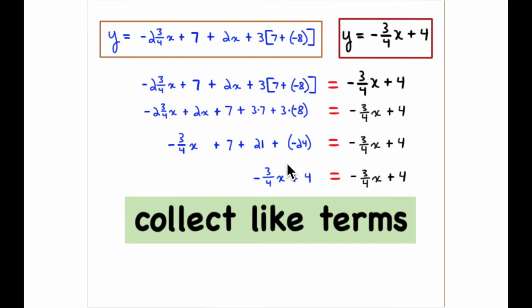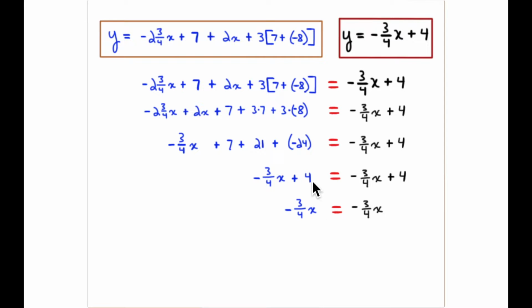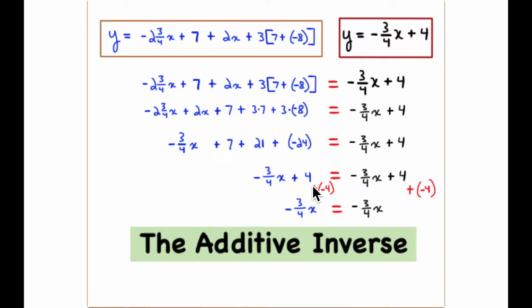And so these two expressions are the same. So I could stop there and say that the equations are equal. But let's go a step further and let's solve this equation for x. So what do we get when we solve for x? First thing I'm going to do is get rid of this 4 by adding the additive inverse. So the additive inverse of a positive 4 is a negative 4.